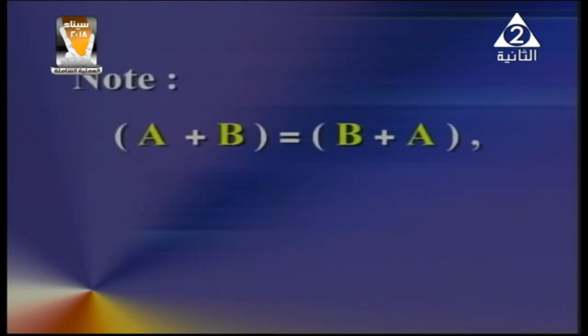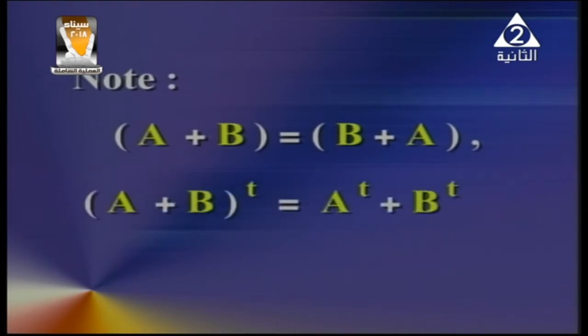Note that the addition operation is commutative when adding two matrices. What do we mean? A plus B equals B plus A. And the transpose of the addition of two matrices equals the sum of the transposes of the two matrices. (A plus B) to the power T equals AT plus BT. AT means the transpose of A. BT is the transpose of B.